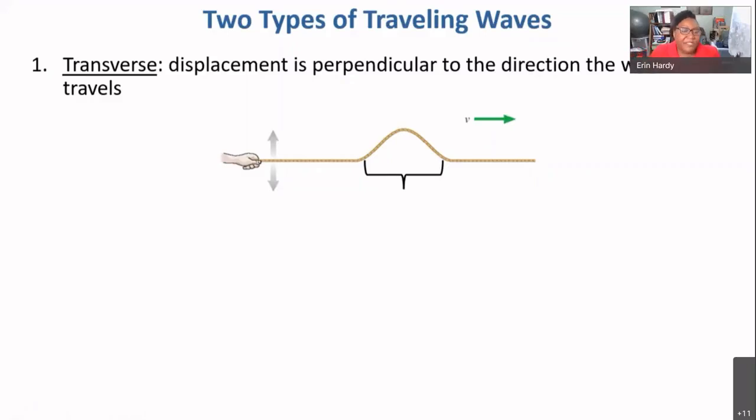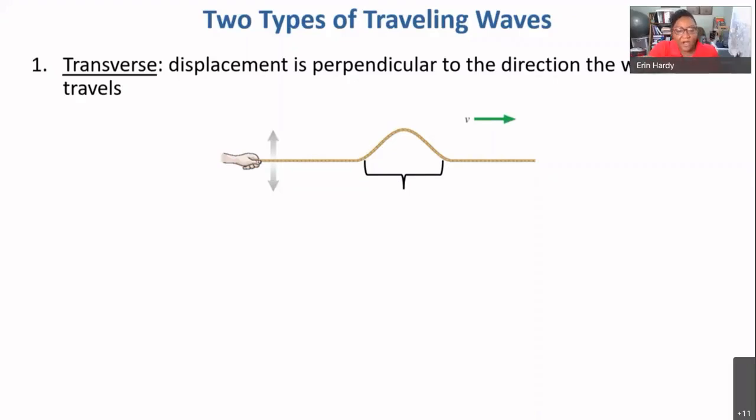If you were responsible for producing some sort of disturbance on that string, then in order to get that disturbance to move away from you, you would want to move your hand up and down. And I want to point out here that you could also cause a wave pulse to propagate if you moved your hand left and right.